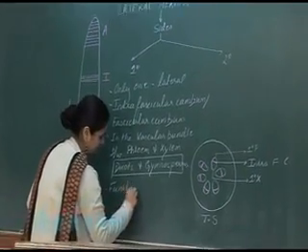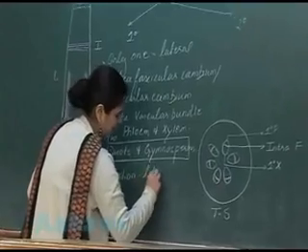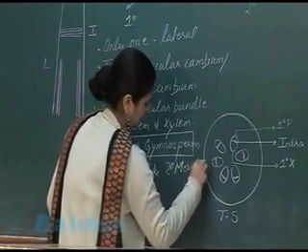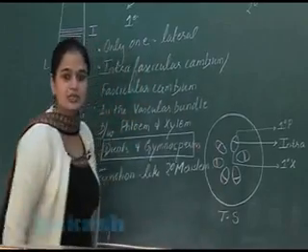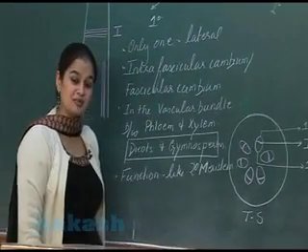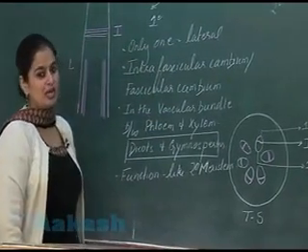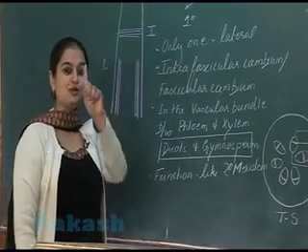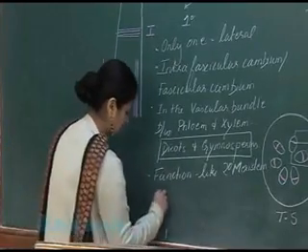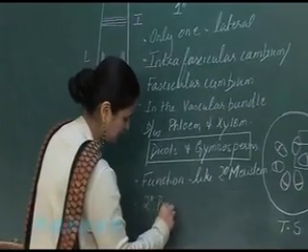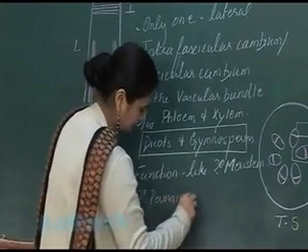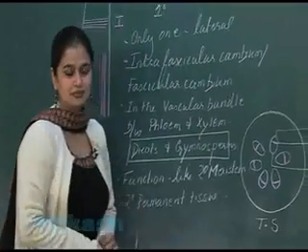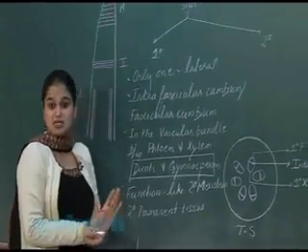Function is like secondary meristem. If the function is like the secondary meristem, it means now it will form secondary permanent tissue, right? It will form secondary permanent tissue. So it should be very much clear in the mind.